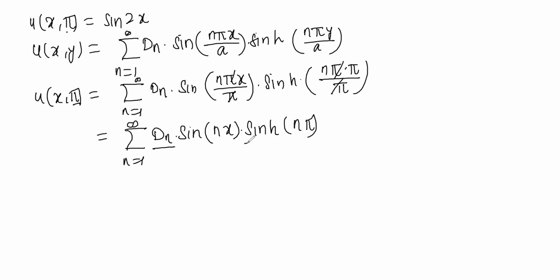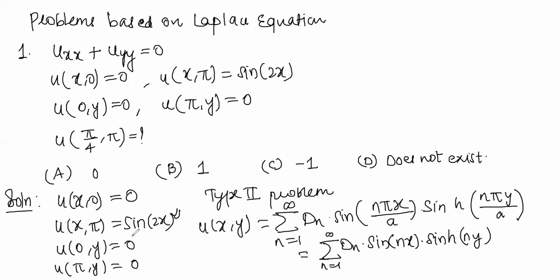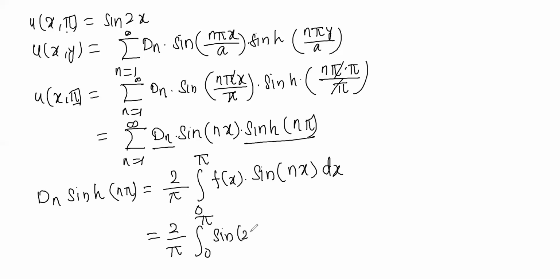Now this coefficient is given by dn sine hyperbolic n pi, which is nothing but 2 upon c. I'll basically tell you how to write it down. I have the function in the form of x, so f of x into sine nx, and I'm integrating with respect to x, so I need the length of x, which is also a, so it will be 0 to pi and then 2 upon pi. Now it will be 2 upon pi, then integral 0 to pi. My f of x is sine 2x, so let's plug that in. It will be sine 2x and then sine nx dx.